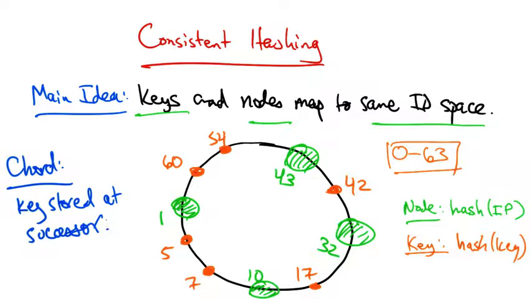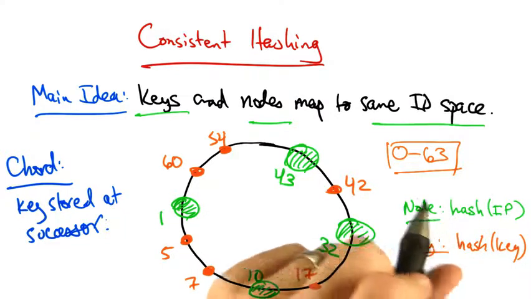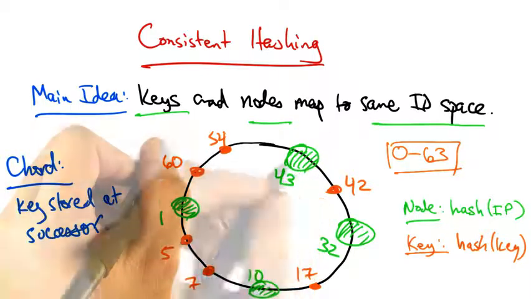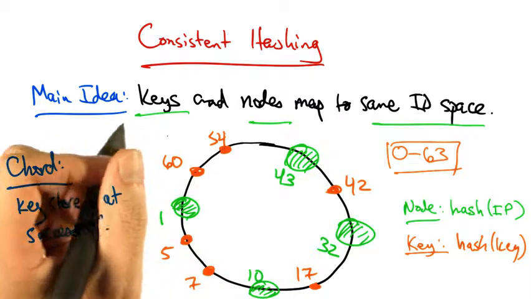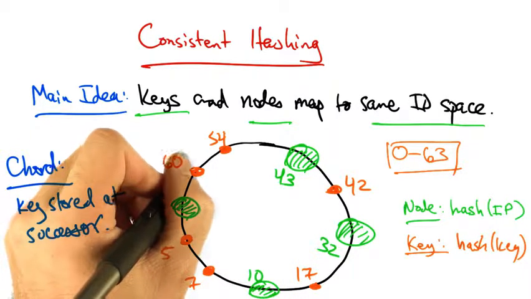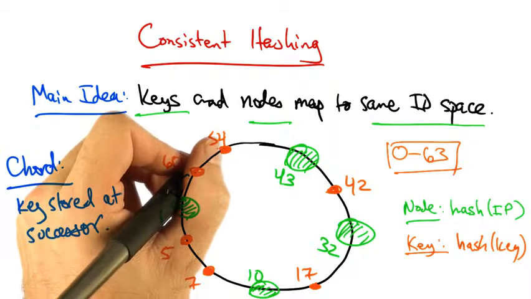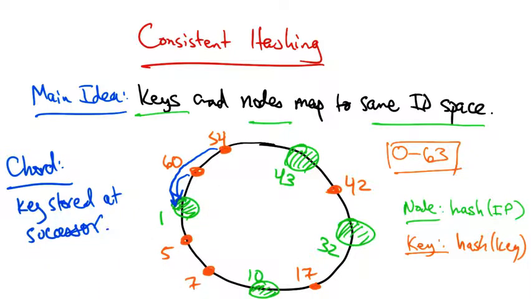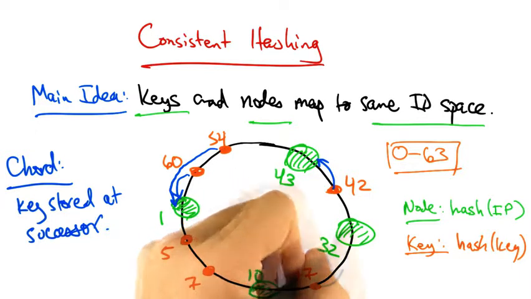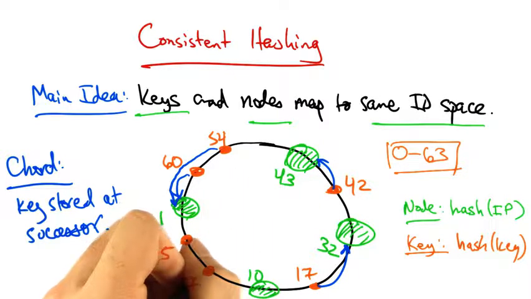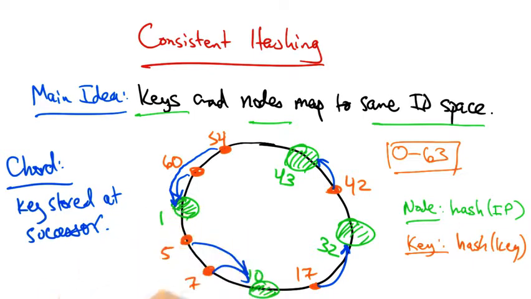The idea in Chord is that a key is stored at its successor, which is the node with the next highest ID. So for example, the key corresponding to the key ID of 60 would be stored at the node with the node ID of 1. Similarly, for the key with the key ID of 54, 42 would be stored at the node with the node ID of 43, 17 at the node with 32, 7 and 5 at the node with ID of 10, and so on.